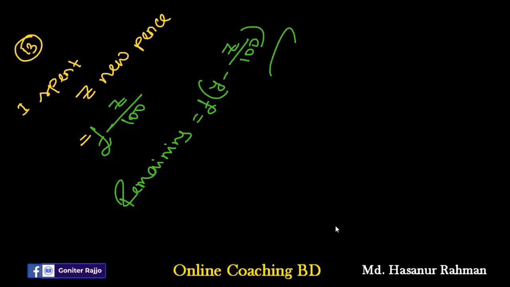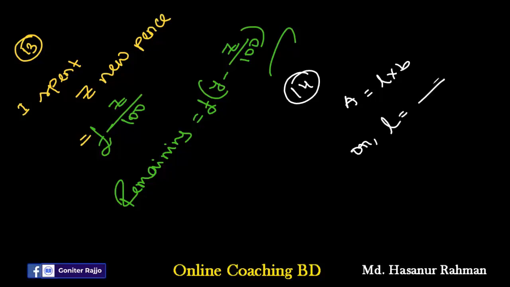Now number 14. Number 14 says from the formula for the area of a rectangle, A equal to L multiplied by B, express L in terms of A and B. So here the formula is already given. A equal to L multiplied by B. From this formula, we have to find the value of L. By dividing B from both sides, we get L equal to A divided by B. And that is the solution of number 14.